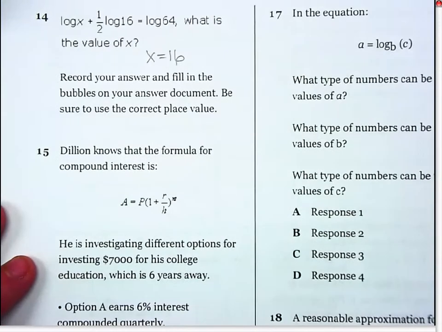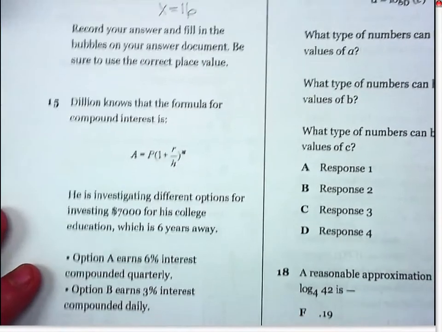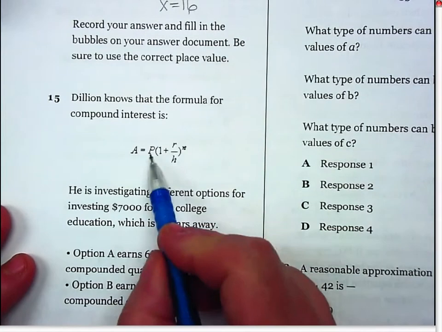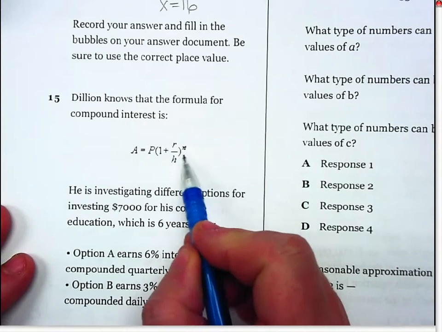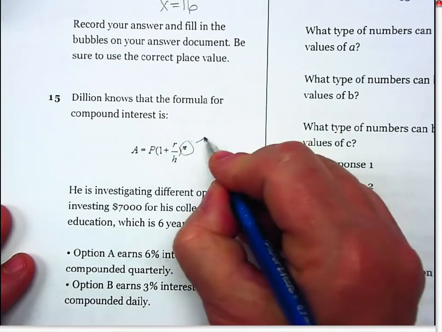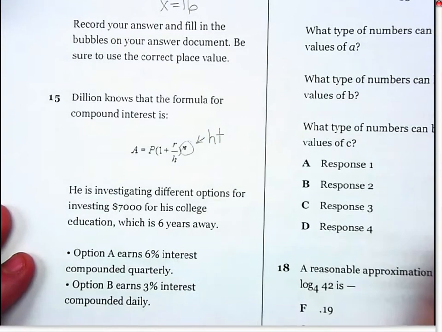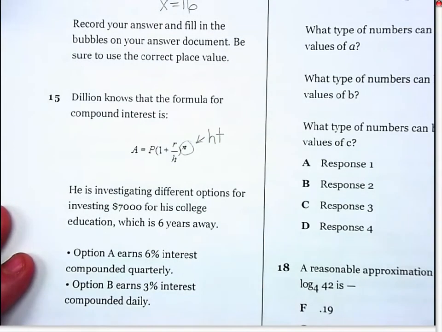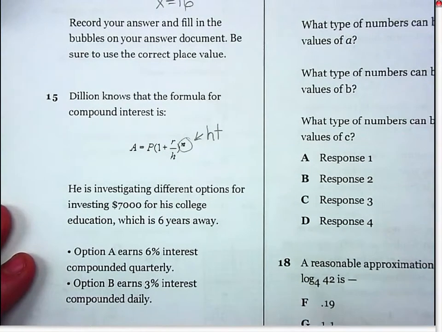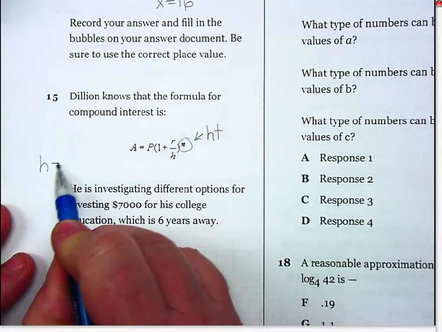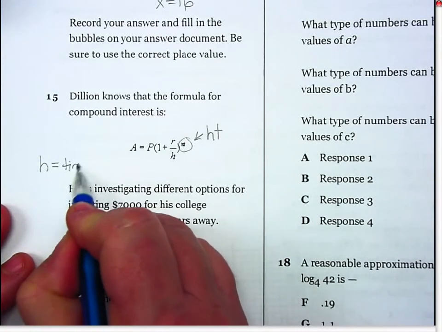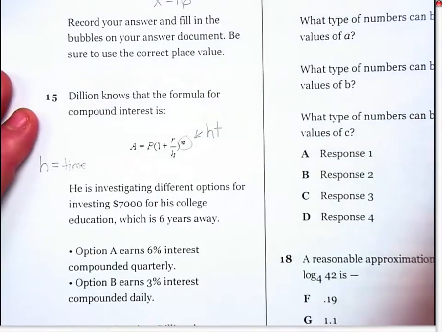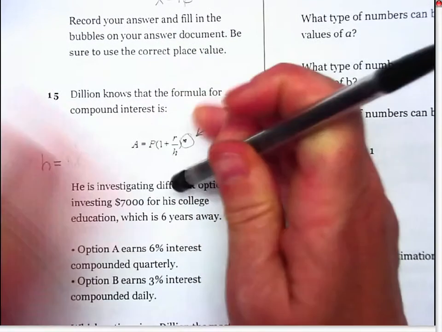All right, Dylan. He knows the formula for the compound interest. A equals P parentheses 1 plus r over n, to the n times t. What does n stand for? How many times it's compounded. Let's put number of times it's compounded a year.